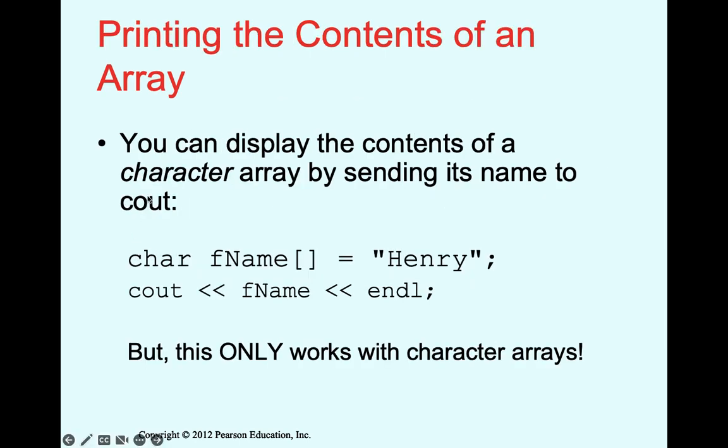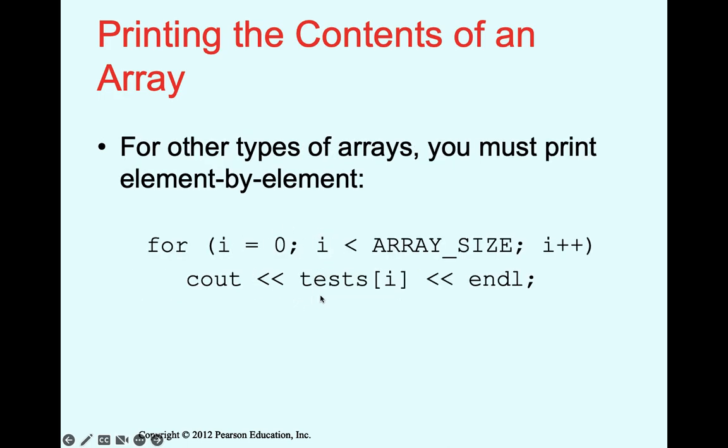How to print an array? If you have an array of characters, this is the only array where you can print directly. But if you have an array of integers or doubles or anything else, you cannot print just by cout of the name of the array. You need to make a loop and print every element in the array, like these loops that we usually use when dealing with arrays.